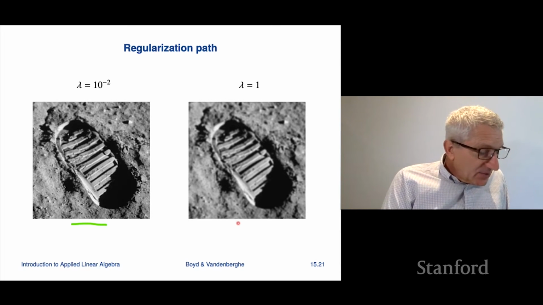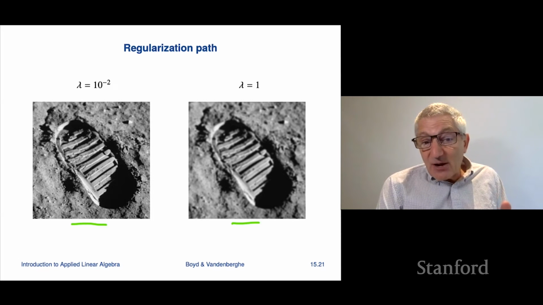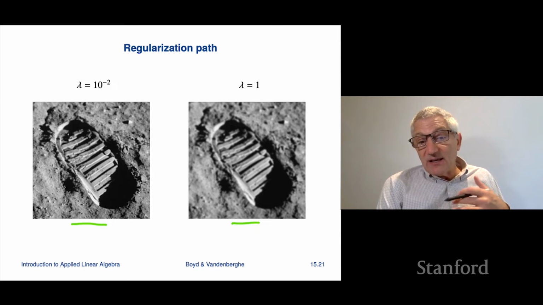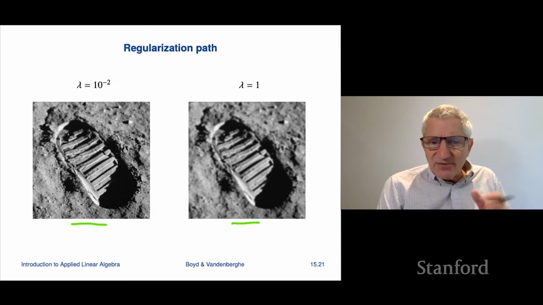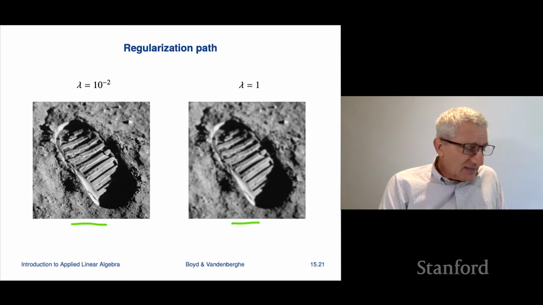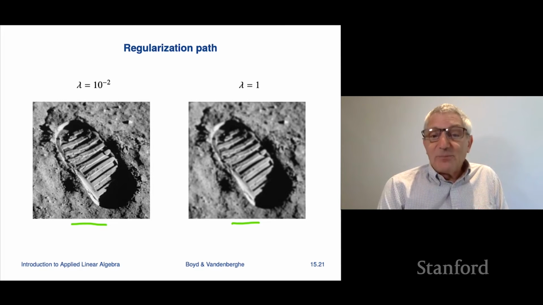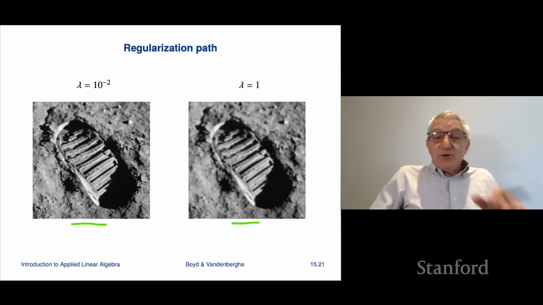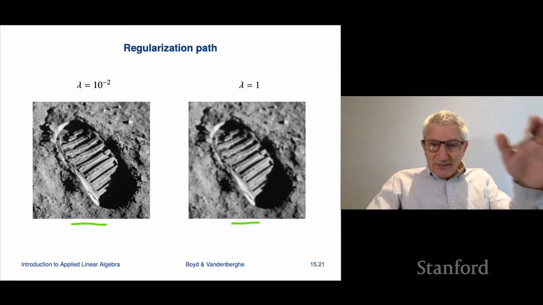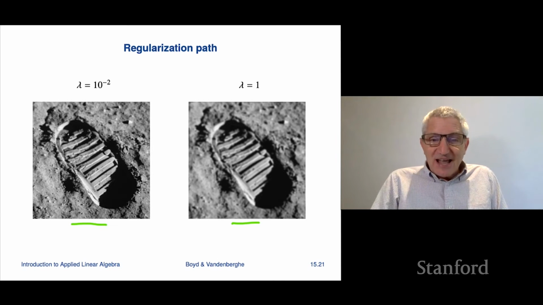Okay, and then here it is with lambda equals 1. Now what's happened is I'm putting too much emphasis on the reconstructed image being smooth, and so I'm losing some of the details of the edges and things like that. And that would give you this image here. If I went to lambda equals 100, what do you imagine it would look like? Well, I can tell you. I don't have it here, but it would just be a kind of gray-white blob. It'd be so smooth that you might not even be able to detect it as a footprint.